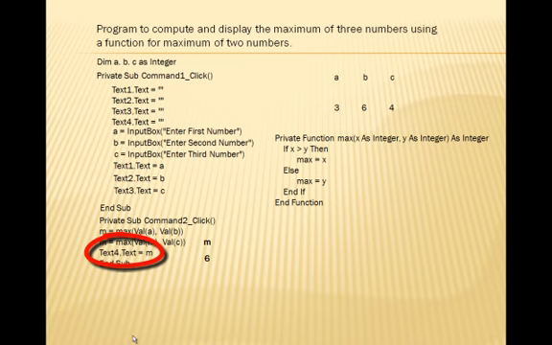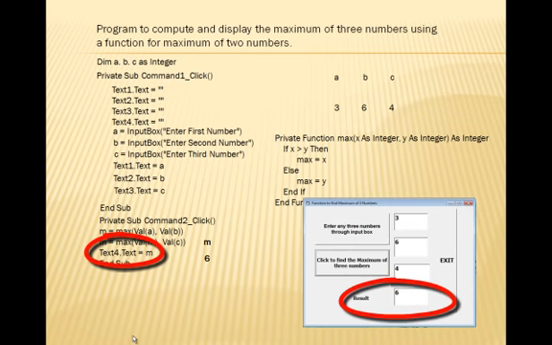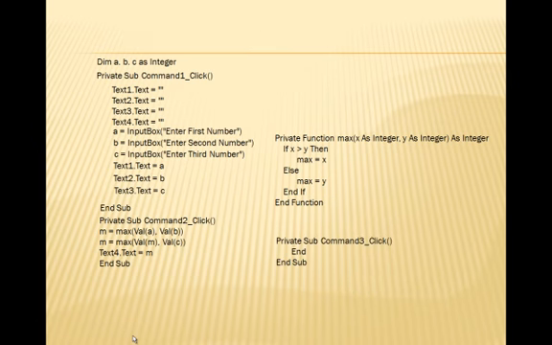Then we will display the value of m to text 4. This will be the complete codes of the program.